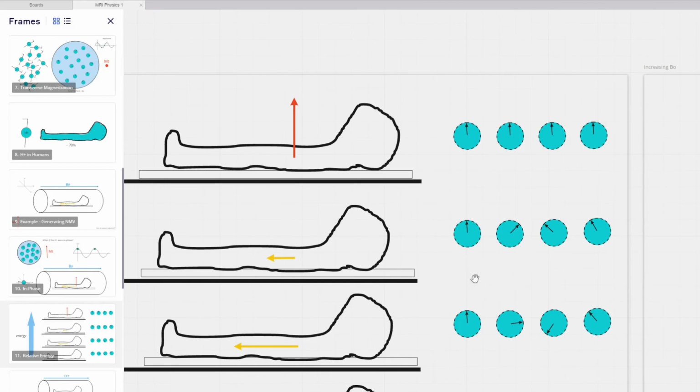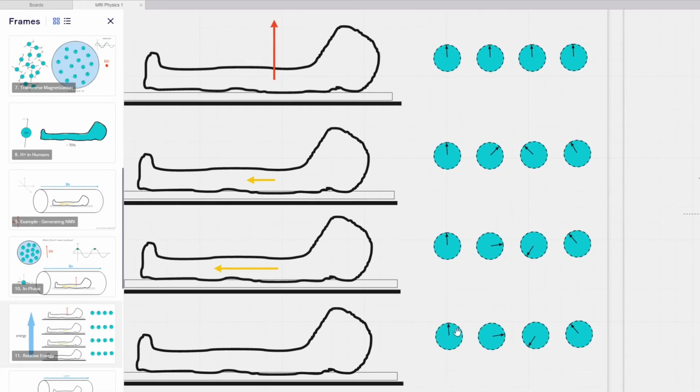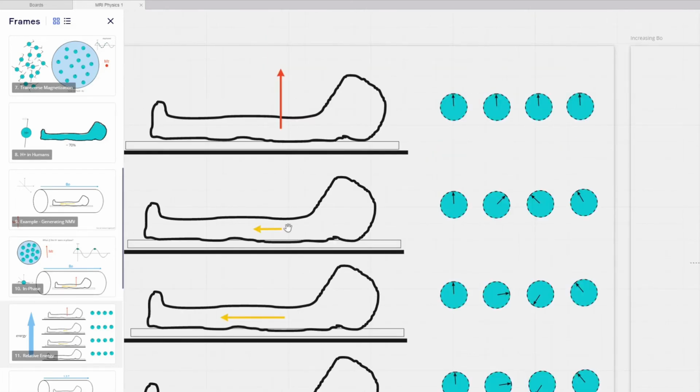The other thing that's going to happen is all these guys, viewed from the top, are out of phase. They're all pointing in different directions. They're at different points along that phase diagram. As we add energy to the system, they're all going to get closer together to the point where they're all in phase. Okay? They're all at the same point in their phase cycle.